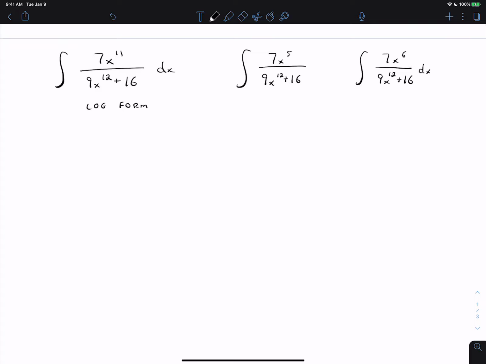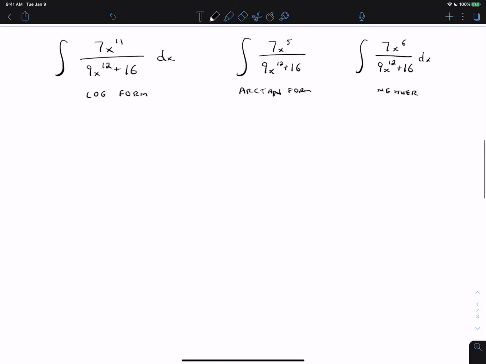For inverse tangent, we would need u to be the square root of the variable part. We'd have to factor out the 16 and the constant would change, but the variable part would be the square root of that, which is x to the 6. So for inverse tangent, u would be x to the 6, which means du would be x to the 5. That means that inverse tangent, or arctangent, works on the second problem and neither form works well on the third problem. So let's work through the second problem to get some more practice, and then we'll talk about a couple of other forms.